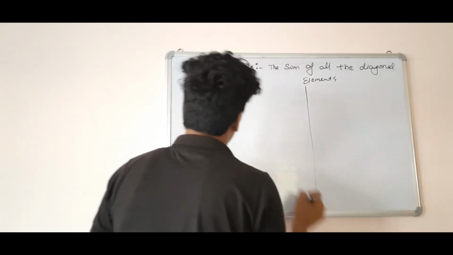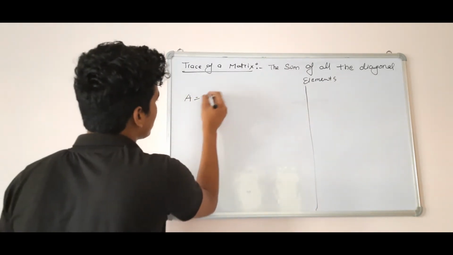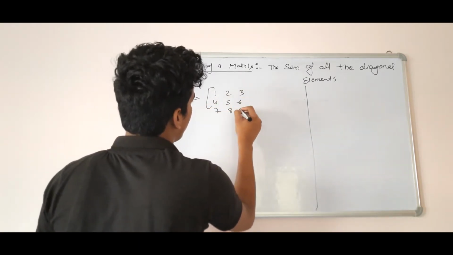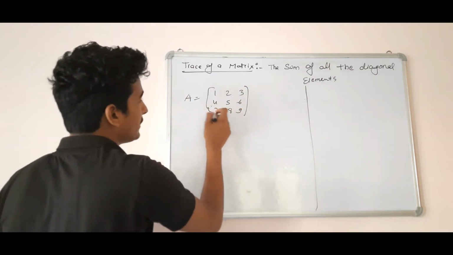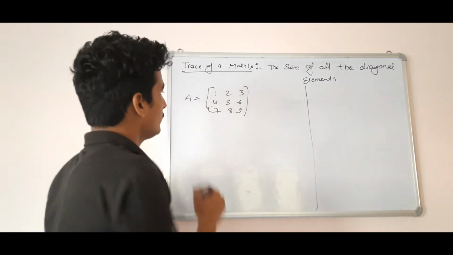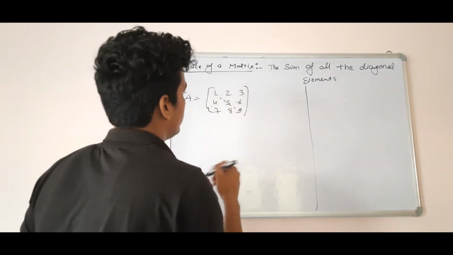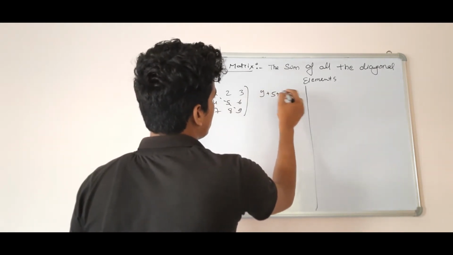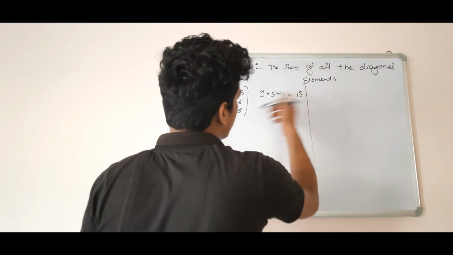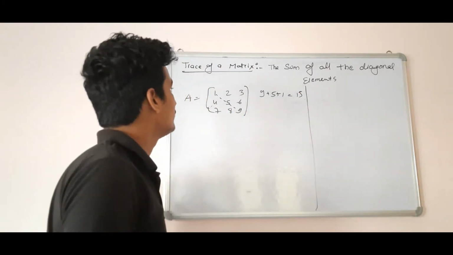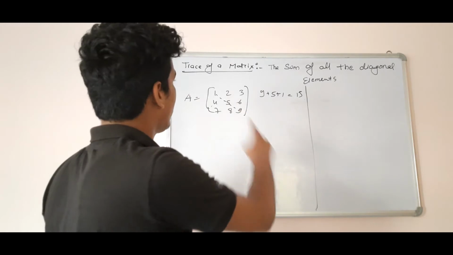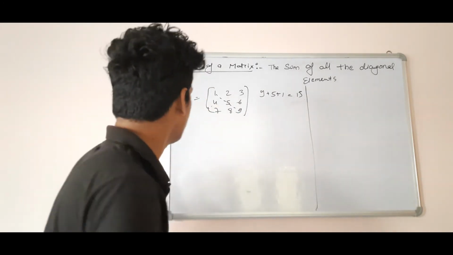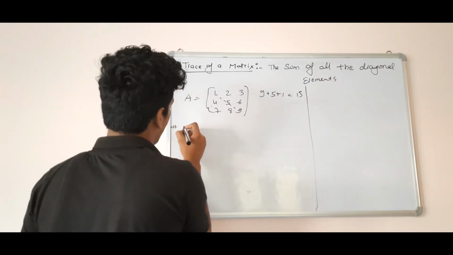So if this is my matrix, 1, 2, 3, 4, 5, 6, 7, 8, 9, what is the trace of this matrix? It is the sum of these three elements, the elements of the principal diagonal: 9 plus 5 plus 1. This is basically 15. So 15 is the trace of this matrix. This is simple, and there are two simple properties of trace.